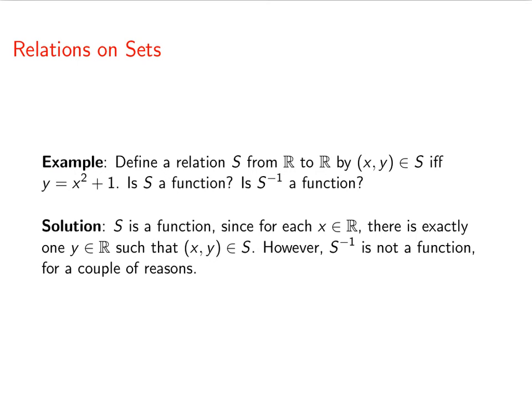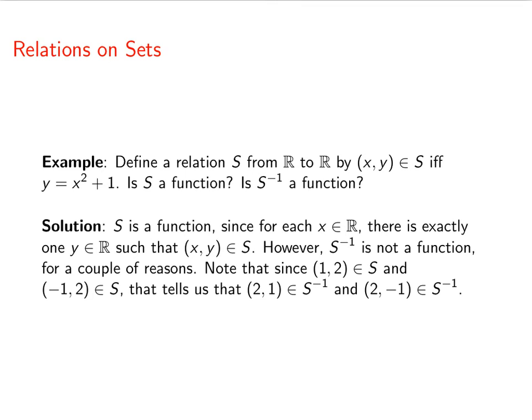However, S inverse is not a function, and it's not a function for a couple of reasons. First, we see that 1 comma 2 is in S and negative 1 comma 2 is in S. Well, that tells us what's in S inverse, 2 comma 1 and 2 comma negative 1. That alone tells us that S inverse is not a function. You're not allowed to have two elements in your relation that have the same first coordinate but different second coordinates if you want that relation to be a function.